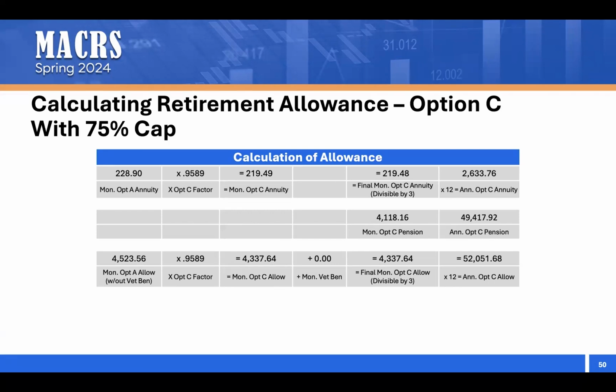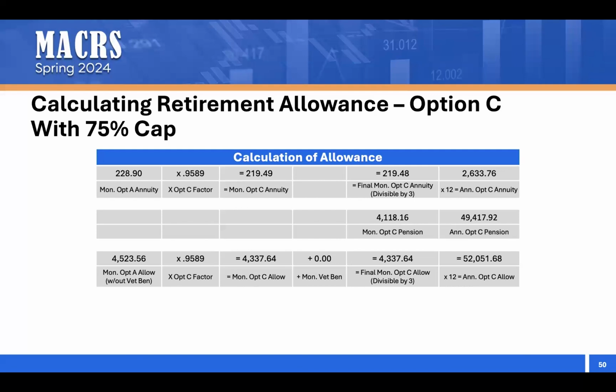Calculate the allowance. You take the monthly allowance, the $45,2356, multiply it by the same option C factor to come up with the monthly option C allowance of $4,337.64, which is divisible by 3.